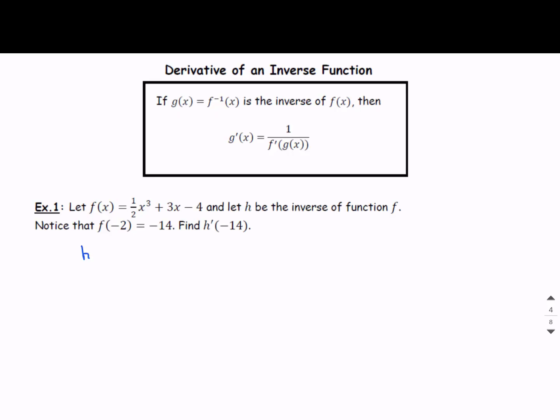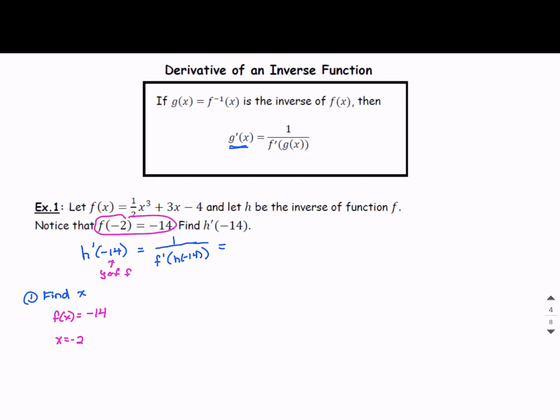Remember, we want to find h prime of negative 14. That is this g of x. So it's supposed to be 1 over f prime of h of negative 14. True? Okay. So in order to do that, I always like to find my x of f first. This value here is the y of f. So I know that f of x is going to equal negative 14. And look at this. We know that when x is negative 2, f is going to be negative 14.